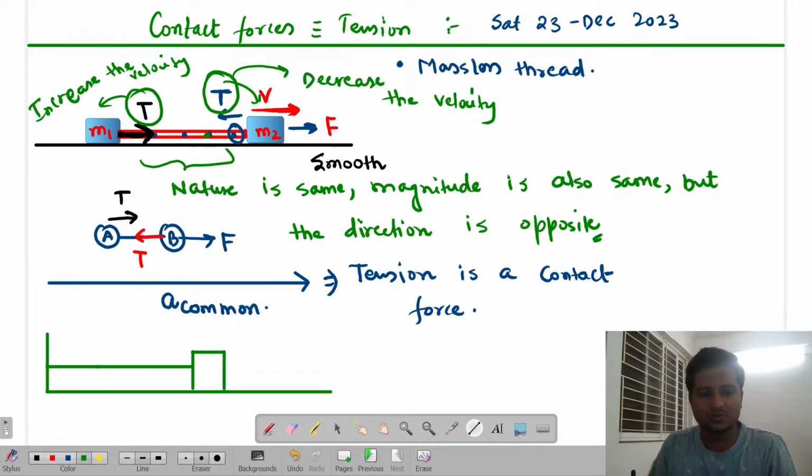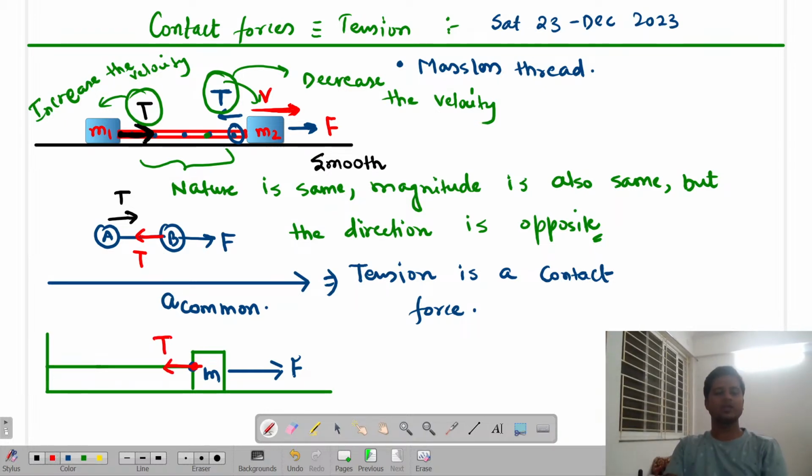So when I have this block of mass m, once again, when I apply some kind of force F to try to pull this mass towards the right, what will happen? This point will try to oppose this force by applying a tension. This contact will apply a tension, and then an equal and opposite tension must be applied by the wall also, or not. Are you able to get me?